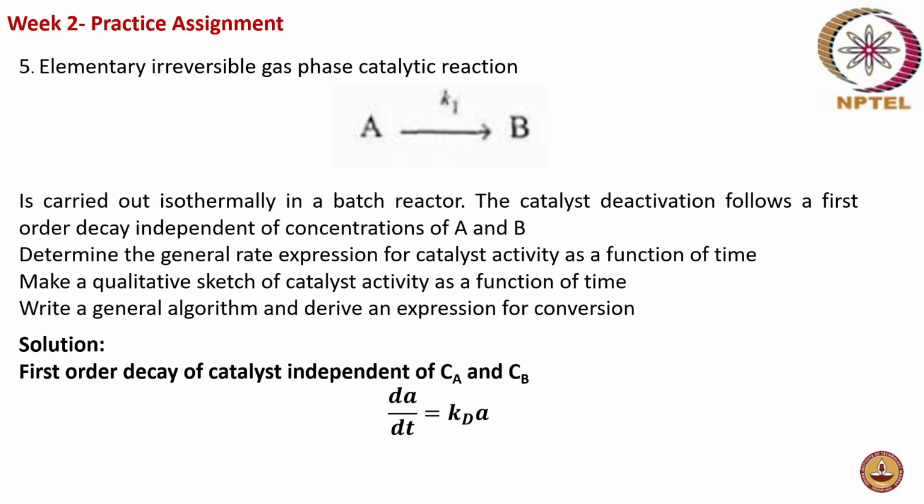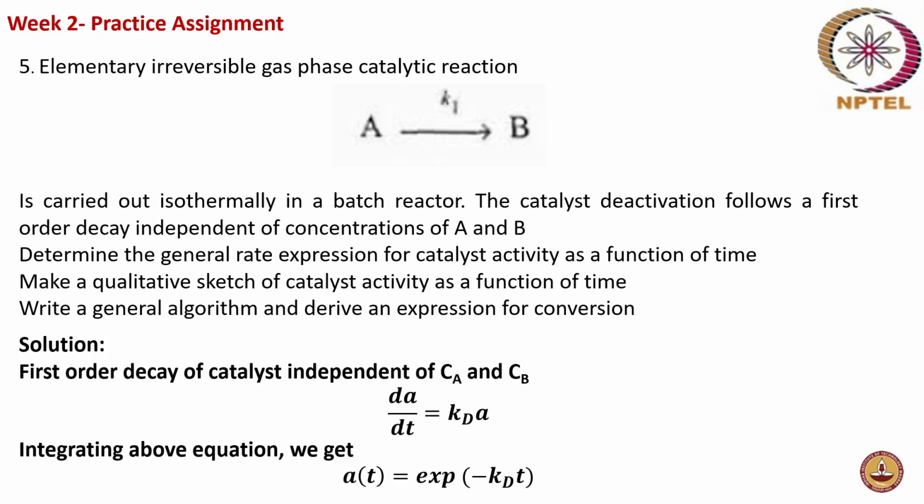Is it so? First, you have to integrate this expression. Integrating the above equation, you will get an expression for a of t, that is, activity as a function of time. It is just your mathematics. The integration of da by a is equal to minus Kd into the integration of dt. So you will get a of t as exponential of minus Kd into t. This is the expression. That means there is an exponential decay. So how does this curve look? Because the second part of the question is to make a qualitative sketch of the catalyst activity as a function of time. How does this curve look?